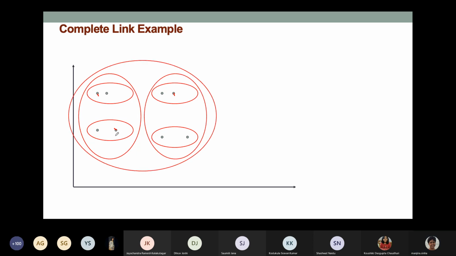Okay. So the same sets of nodes, the two different outputs for clustering, if we use single link clustering or complete link clustering. So any question till this step? So any question?